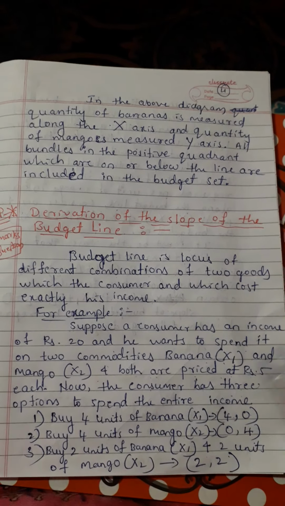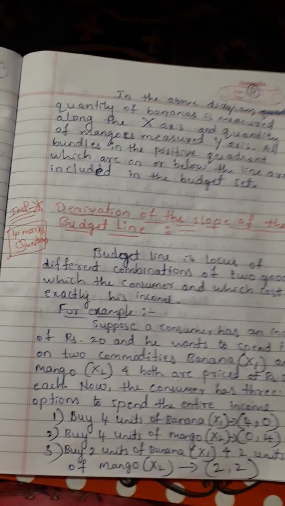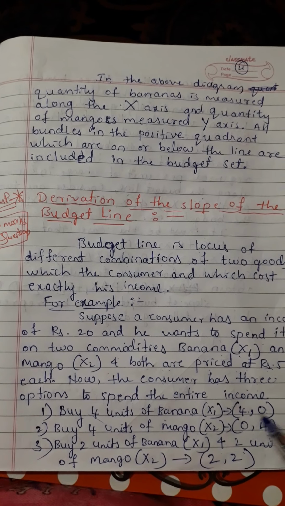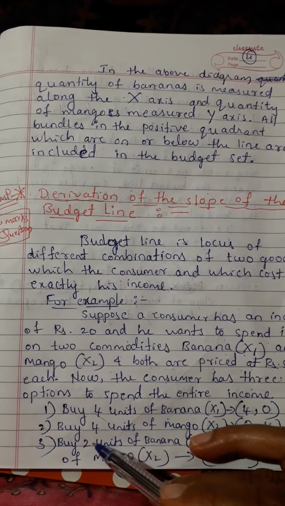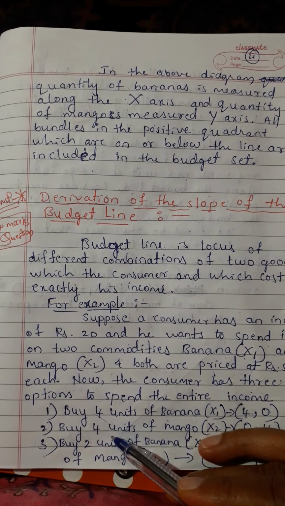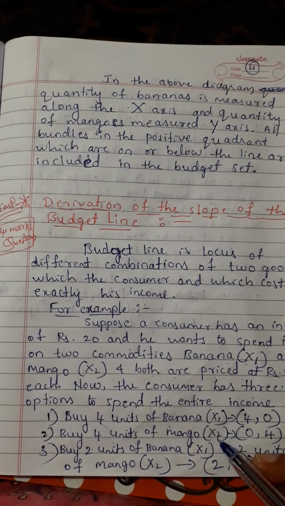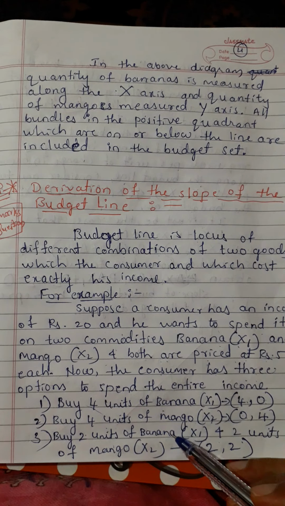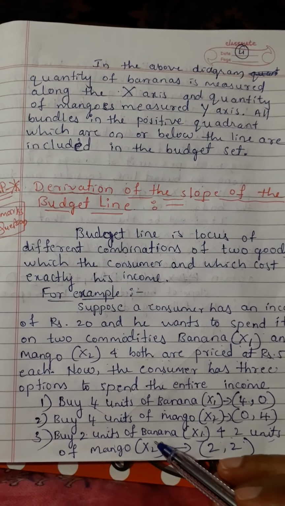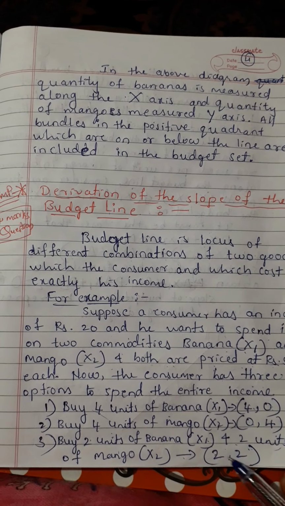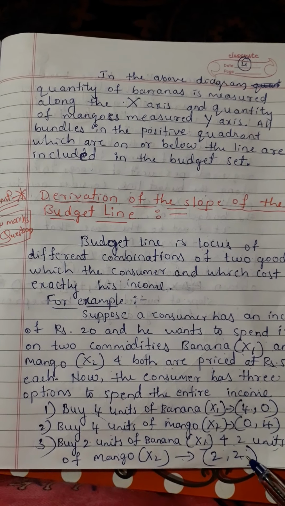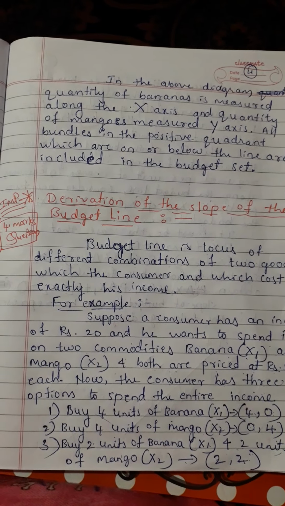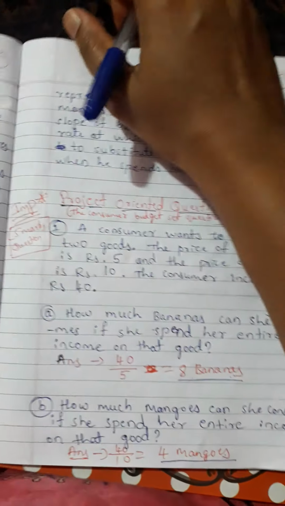Now the consumer has 3 options to spend the entire income. First, buy 4 units of bananas, it means 4 bananas and 0 mangoes. Second, buy 4 units of mangoes, 0 bananas and 4 mangoes. Third, buy 2 units of bananas x1 and 2 units of mangoes x2, equal to 2 bananas and 2 mangoes. These are the three options. To buy any one, he gets the same, equal to his income.